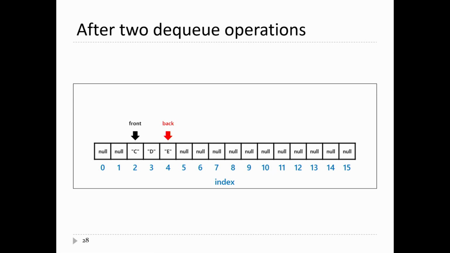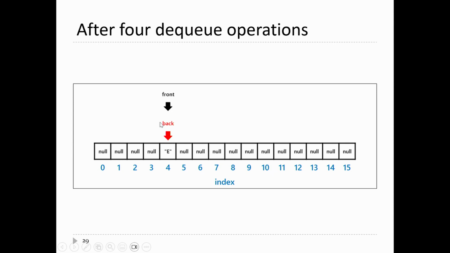Do it again. So remember the B, overwrite the B with null, move front 1 position to the right. One more time. Remember the C, erase the element here by overwriting it with null, move front 1 position to the right. And if you do it again, so that there's only 1 more element in the queue, front and back both point at the element E.